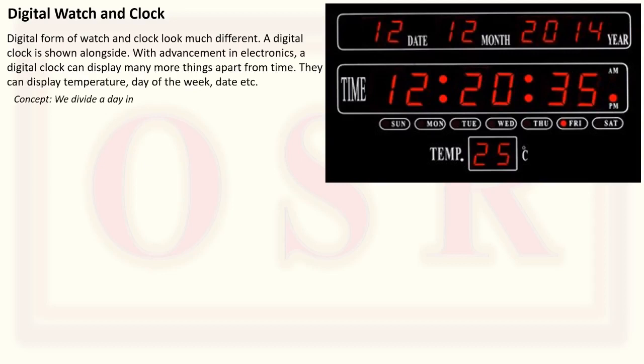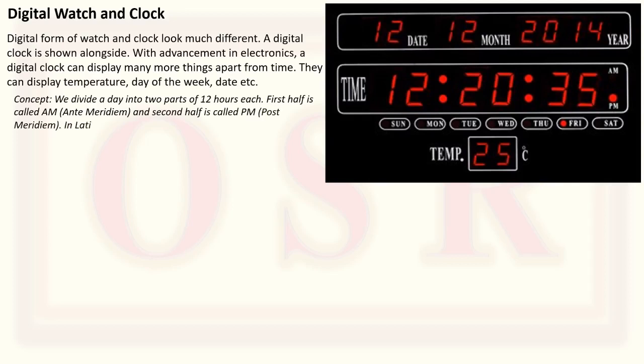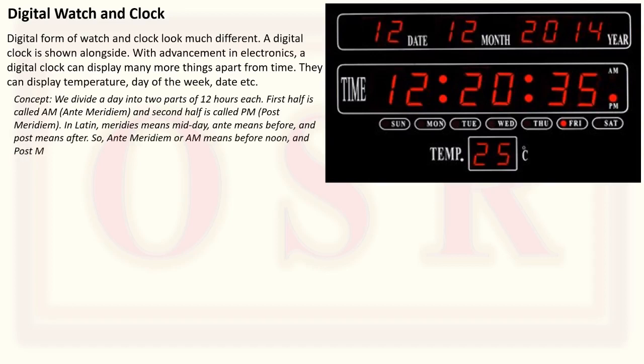Concept. We divide a day into two parts of 12 hours each. The first half is called AM, antemeridium, and the second half is called PM or postmeridium. In Latin, meridis means midday, ante means before, and post means after. So antemeridium or AM means before noon and postmeridium or PM means afternoon. The day starts at midnight at 12 AM. Noon is called 12 PM.